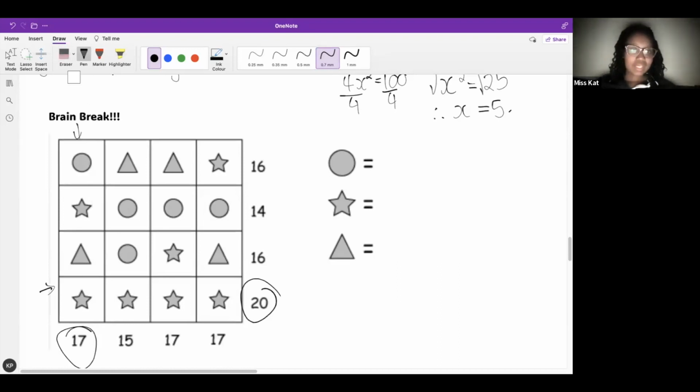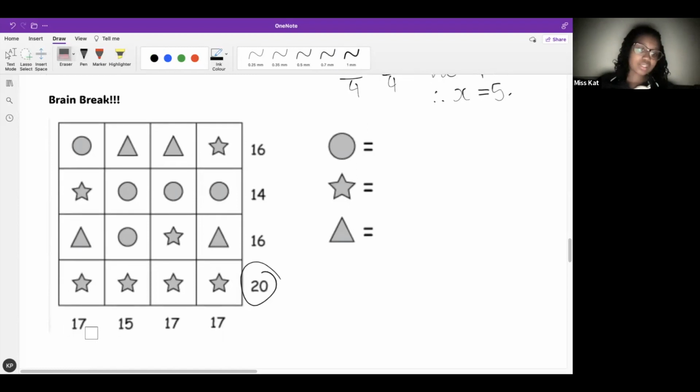So what it means is circle plus triangle plus star is 16. And I can already see Abu says star is 5 because star plus star plus star plus star is 20. And if they're all the same, then it has to be 5. Wonderful. We have star. What's next?